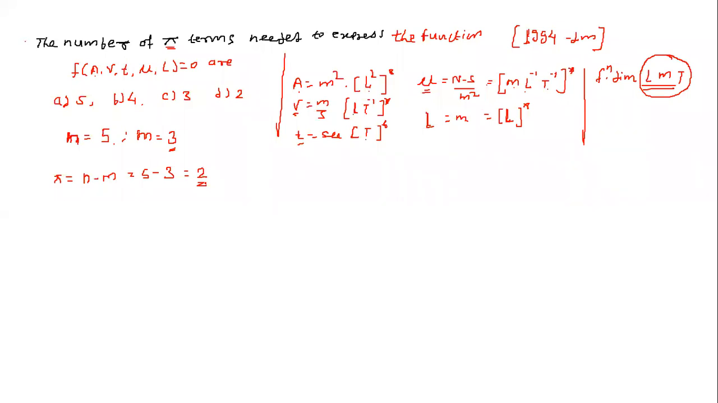Option D will be the correct option for this particular question. This is the correct answer. That is, 2 pi terms will be required to completely define or to express this functional relationship. Okay.